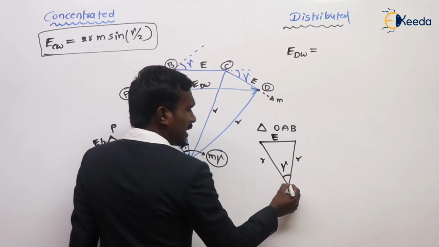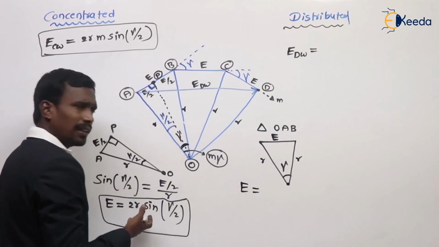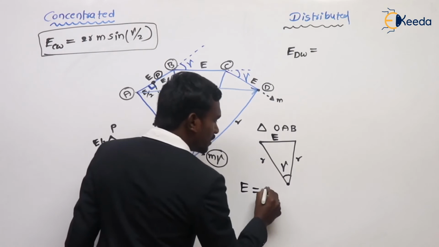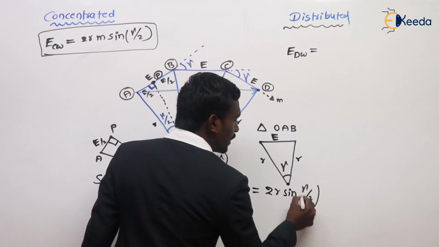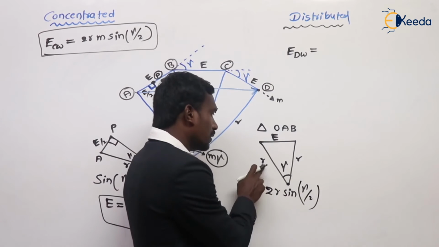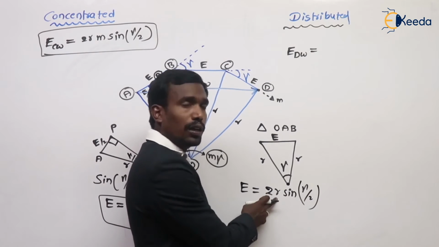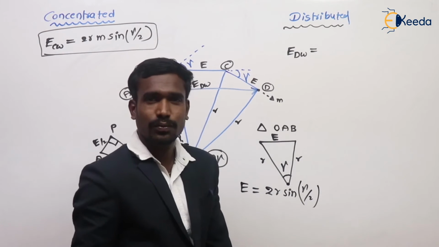From this, can you tell me what is E? Actually, we calculated here. E is equal to 2R sine gamma by 2. Observe clearly. 2R, because the radius is R, so it is 2R. Here the angle is gamma, so sine gamma by 2.